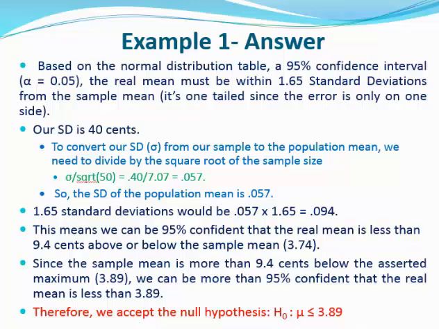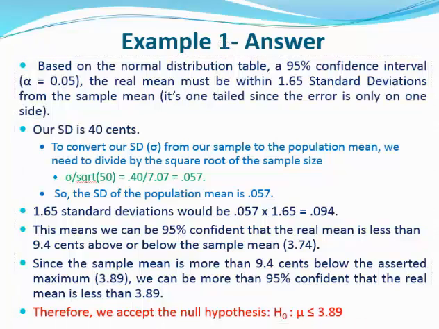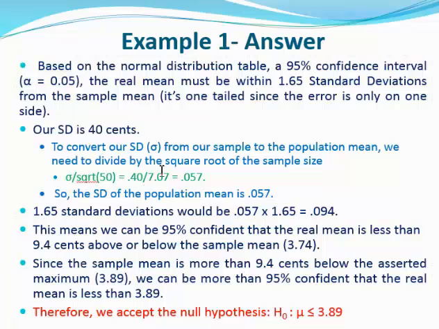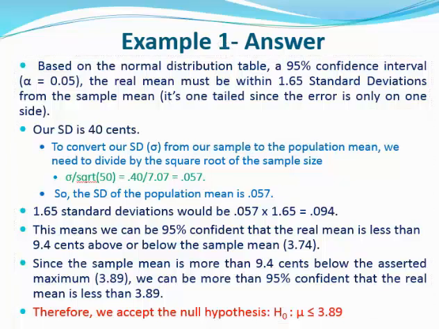For a 95% confidence interval, the real mean has to be within 1.65 standard deviations, and of course that's because it's one-tailed. The error is only on the high side, so we just use the z-table to determine the 1.65 standard deviations for the 95% confidence interval. Our standard deviation is 40 cents, and to convert that from our sample to the population mean, we have to divide by the square root of the sample size. The square root of 50 was 7.07, rounded, but it's close enough. 40 cents divided by 7.07 was 0.057, 5.7 cents. That's the standard deviation of the population mean.